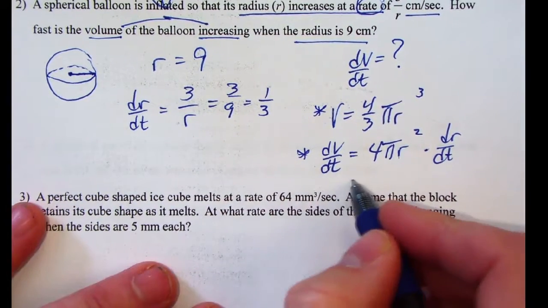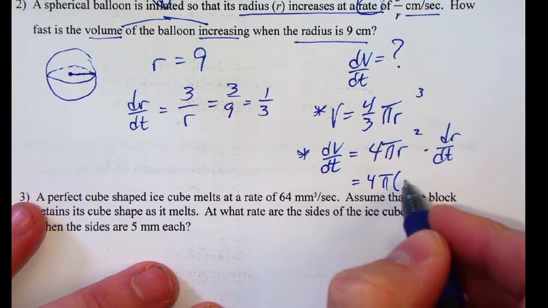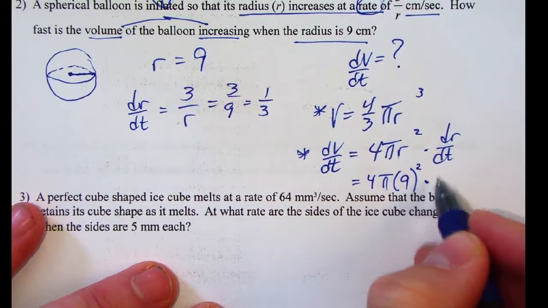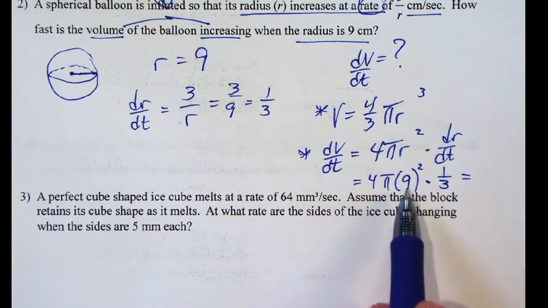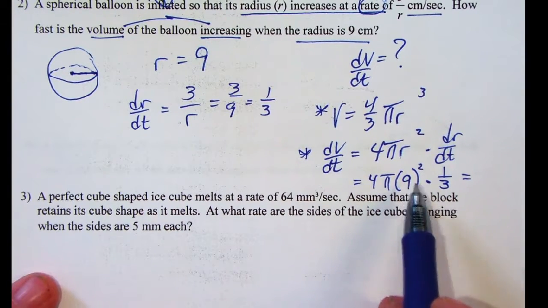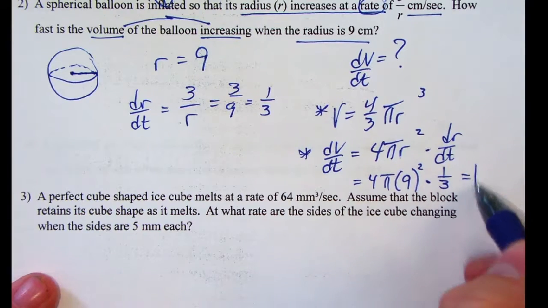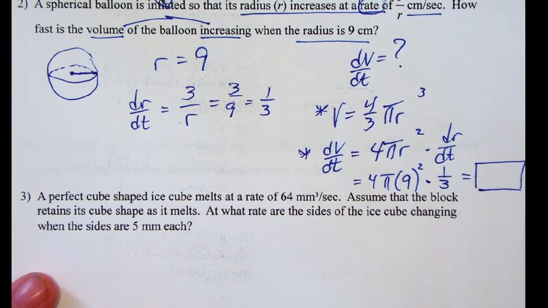So dV/dt is going to equal 4 pi times 9 squared times 1/3, which would be, I believe, 108. I'm not really worried about the answer. You guys can put the answer. And it would be centimeters. It's volume, so it's centimeters cubed per second.